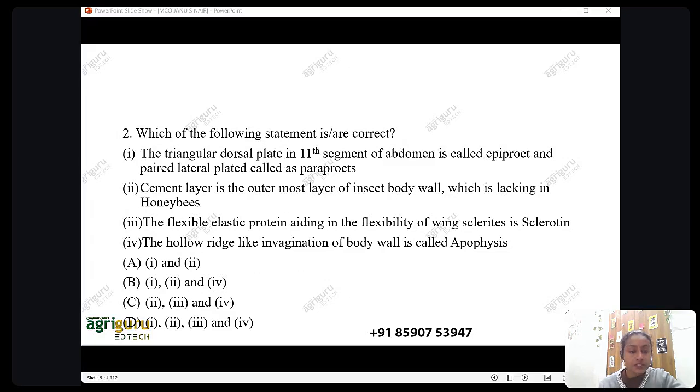Everyone please look into option number 4. The hollow ridge-like invagination of the body wall is called apophysis.